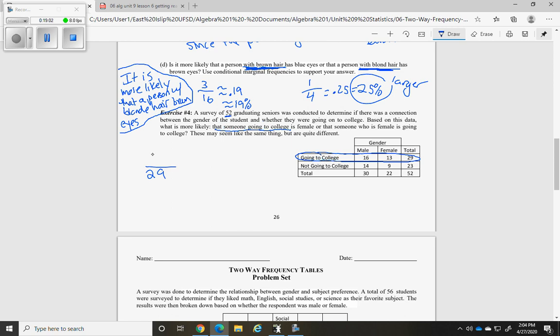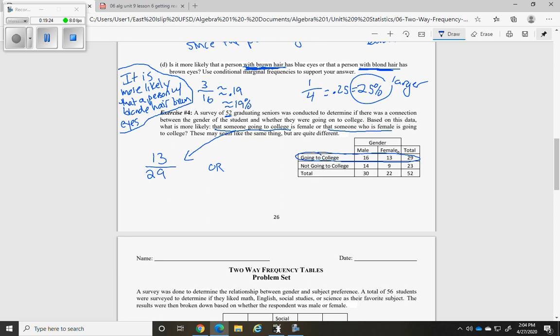You have to be female, there's 13 of them. So this brought me to that fraction. Or that someone who is female is going to college. So now you have to be female, and we're checking to see if you're going to college.